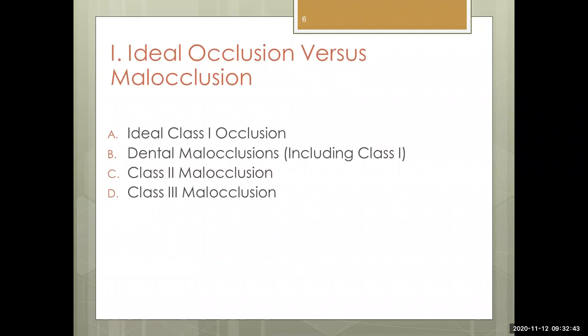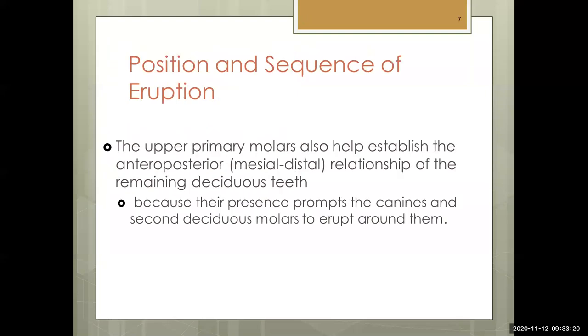So we've got what we call ideal occlusion and variations within the ideal occlusion. Anything that's not ideal is considered malocclusion. So we've got our class one ideal occlusion, then we've got our malocclusion, and even within class one, which is ideal occlusion, you can have malocclusion: rotations, crowding, those types of things. Then you've got class two malocclusion and class three malocclusion, and you need to be able to identify all of them.